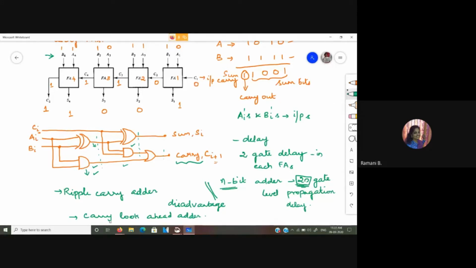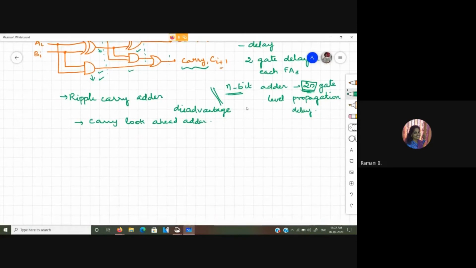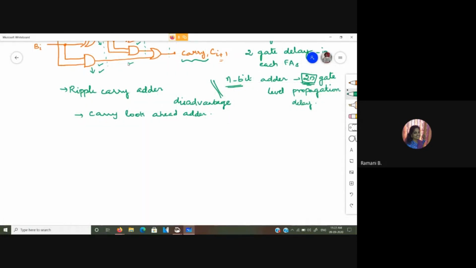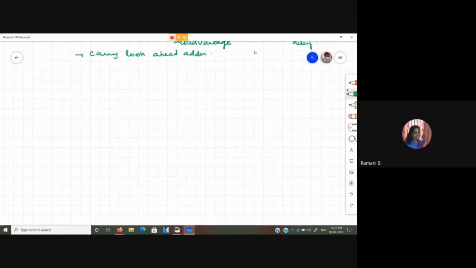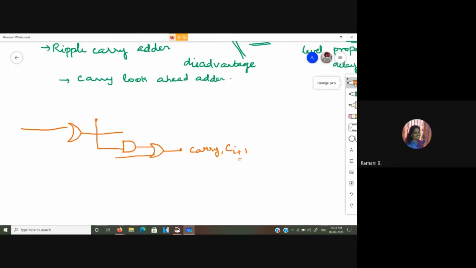With the carry look ahead adder, we will not be waiting too long for the output to get propagated. So we will be generating the carry as such. So let us see that. To see this carry look ahead adder, let us have the full adder circuit.